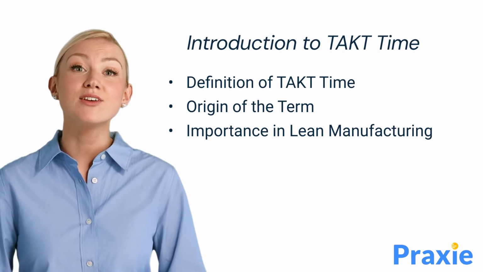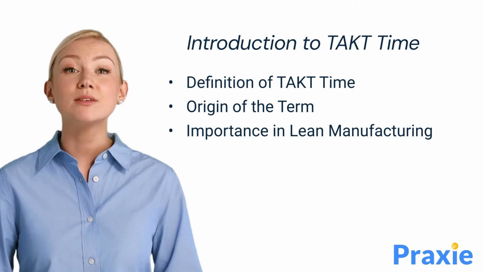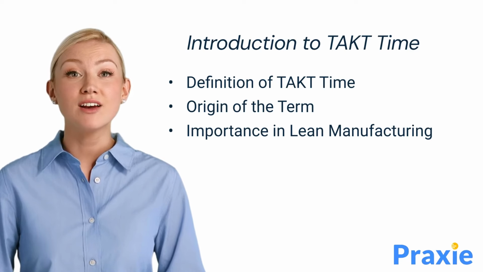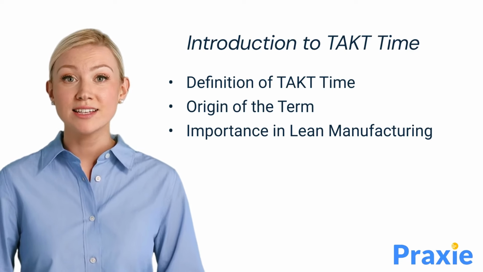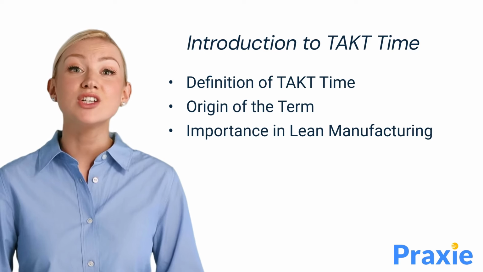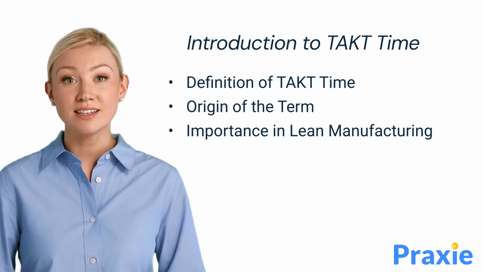TAKT time is the rate at which products must be produced to meet customer demand. The term TAKT is derived from the German word for pulse or beat, reflecting the rhythm of production needed. It's a fundamental concept in lean manufacturing, as it ensures that production is aligned with customer requirements, minimizing waste and optimizing flow.